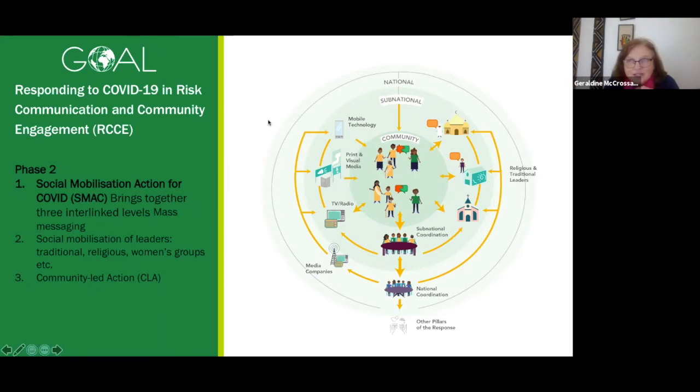Initially we wanted to roll out the CLA quickly. I think a lesson learned for us from EVD was that we didn't engage the community and they weren't central to the response initially. So on this occasion, we wanted to be sure that happened. We did roll out the CLA without the interactive mass media and engaging the influential leaders quicker. And what happened was that there was a lot of misinformation going to the communities, and that wasn't being addressed anywhere.